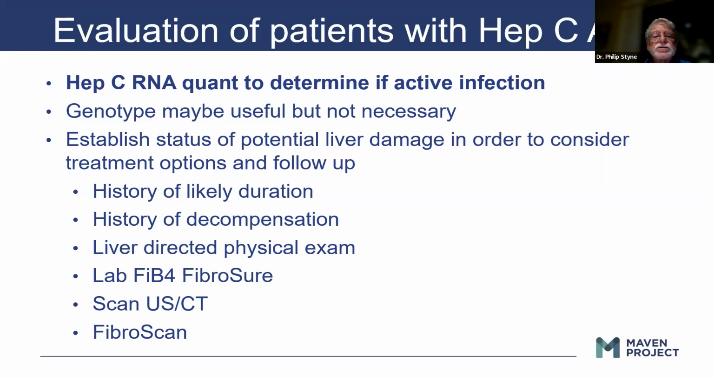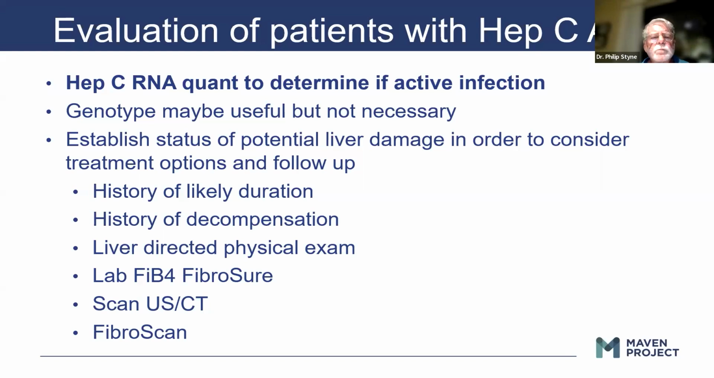You want to establish a degree of liver damage and a history of likely duration. When was their likely exposure? I'm seeing a 50-year-old who tells me that when they were in college, they shot up drugs a few times, or whatever few is. Then I think they probably have had disease for 30 years. Or if they're a 20-year-old, they probably don't have disease for 20 years. So a history of likely exposure. Obviously, any history of decompensation to suggest cirrhosis, and a liver-directed physical exam: spider angioma, hepatomegaly, splenomegaly, ascites.